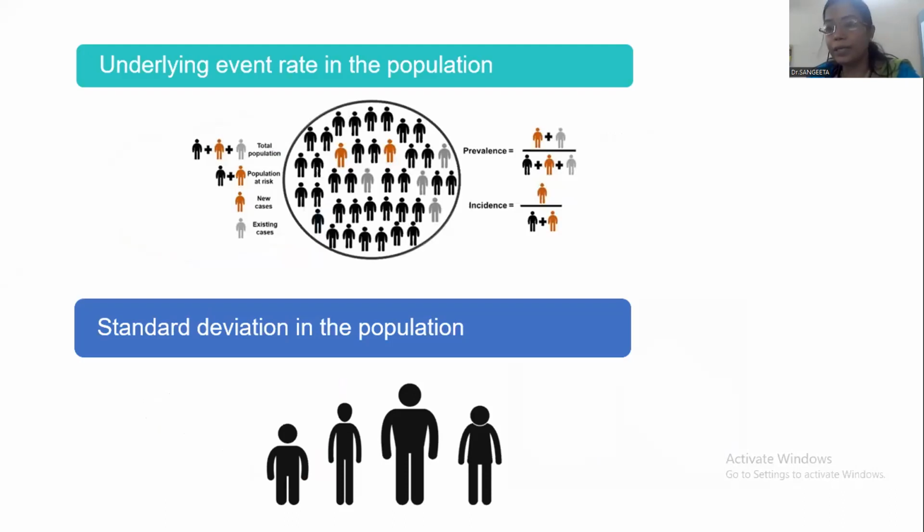Next very important criteria when you're doing an observational study is that you need to know the rate of event that is occurring in the population. That is nothing but your prevalence rate. What is the prevalence of that particular disease in the population? Okay, you should know that to calculate the sample size. Again, this prevalence you can get from your previous research articles. If it is not available, you have to do a pilot study to understand the prevalence rate.